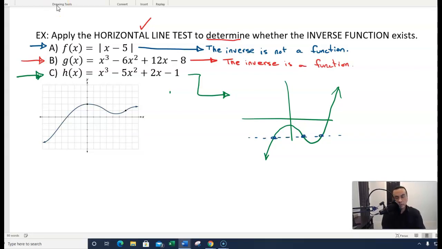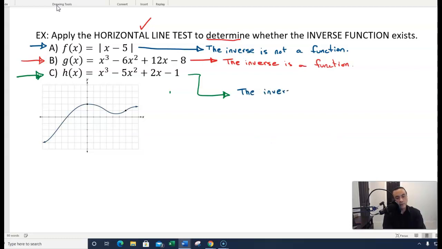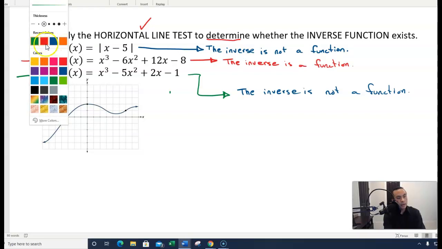Because a horizontal line touches more than 1 point, then a vertical line is going to touch more than 1 point on the inverse. Therefore, the inverse is not a function, or the inverse does not exist. The inverse is not a function. Or sometimes you will say the inverse function does not exist.